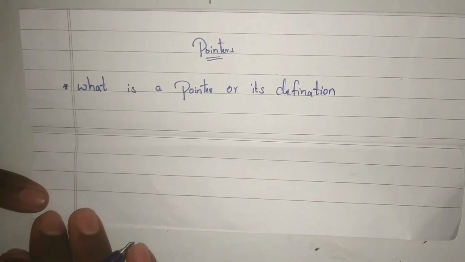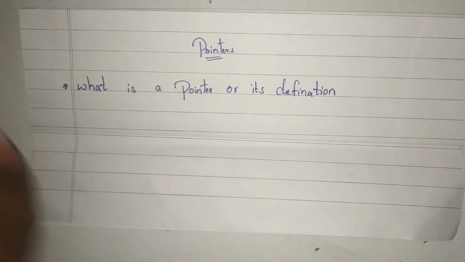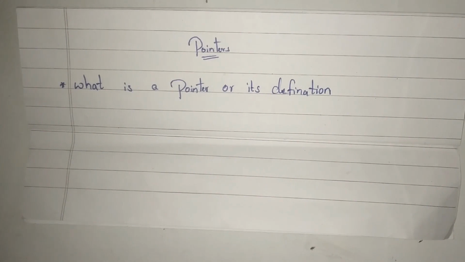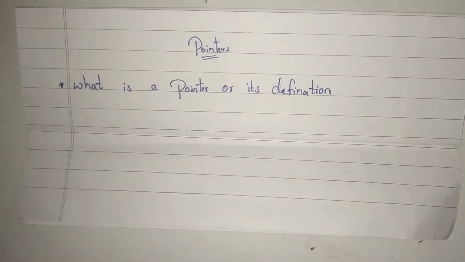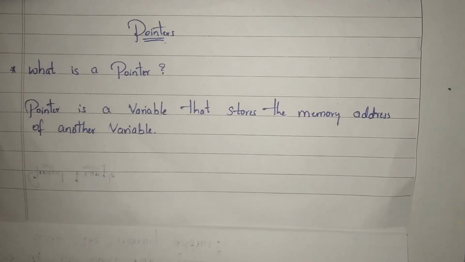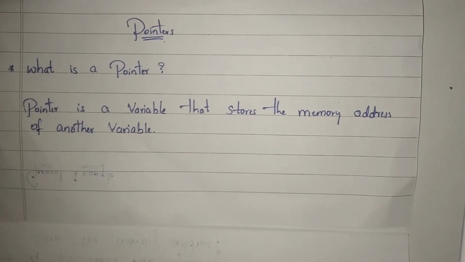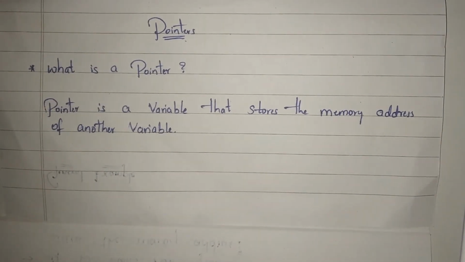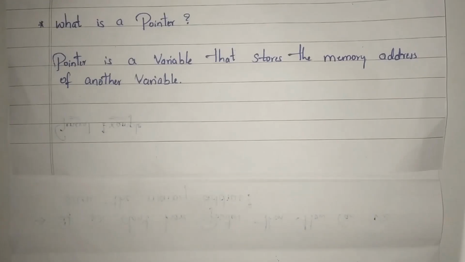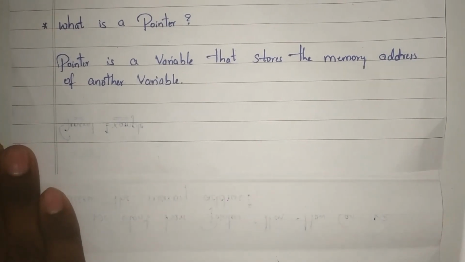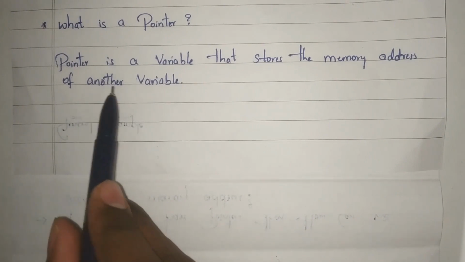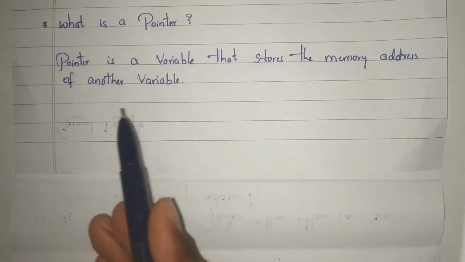Now let me see what is a pointer and its definition. Pointer is nothing but a variable which stores the memory address of another variable. And let me see a small example based on these pointers. Now let me see a general example based on the pointers. Pointer is a variable which stores the memory address of another variable.